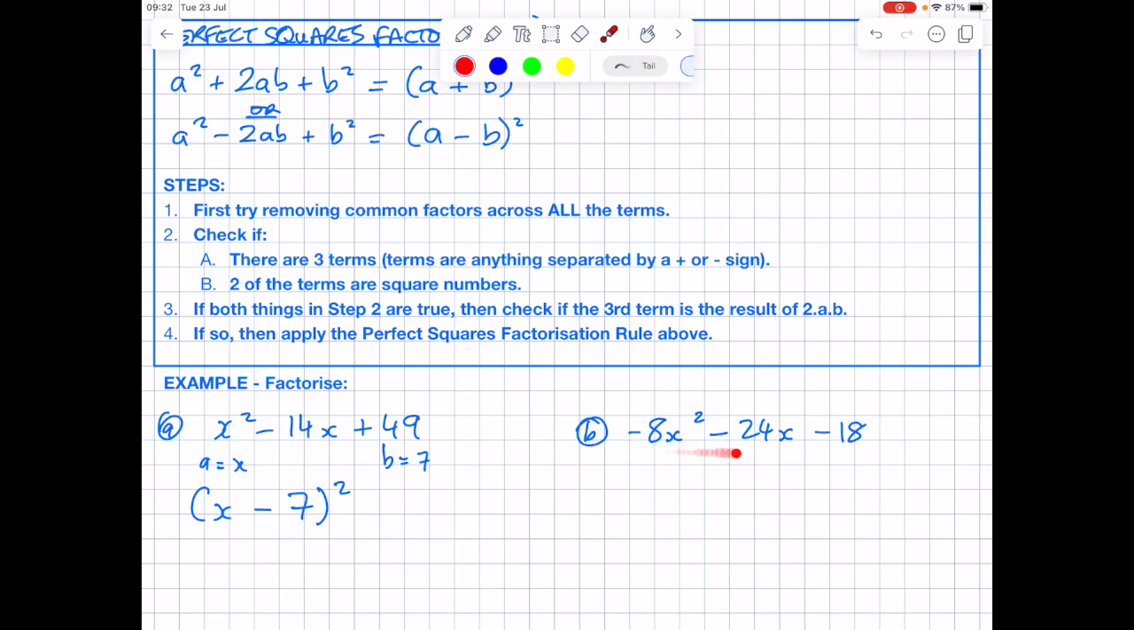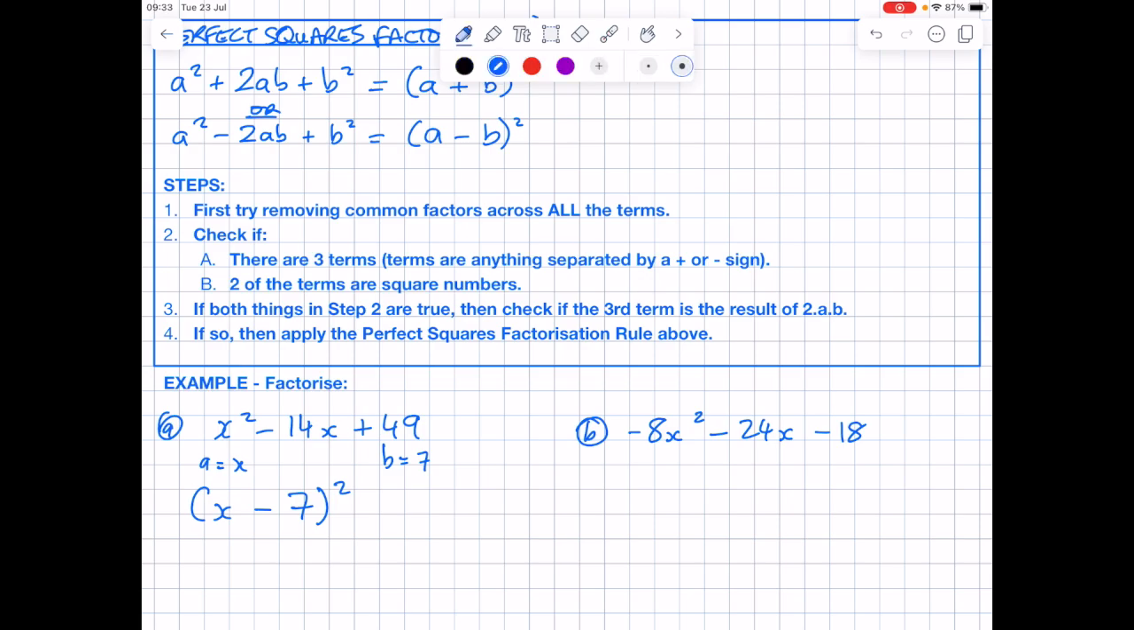Do the same thing here. Apply the steps. First, try removing common factors across all the terms. Every term has a number in front of it, so this is going to be tricky. Does negative 8 go into all of these? Negative 8 goes into 24, but it doesn't go into 18. Does 4 go into this? Yes, this, but not into 18. The best we can deal with is 2.